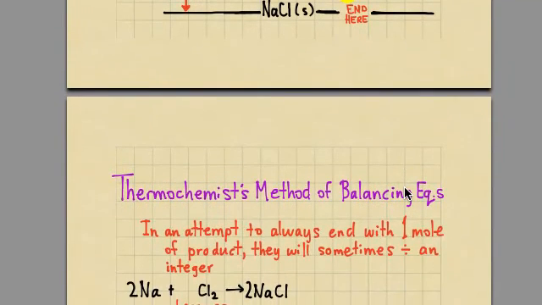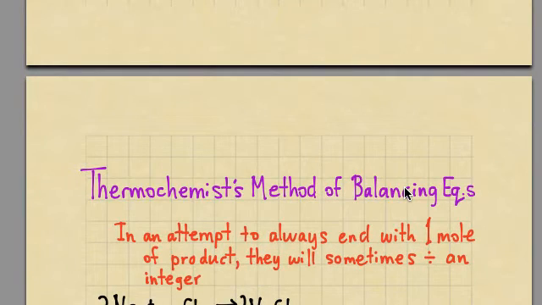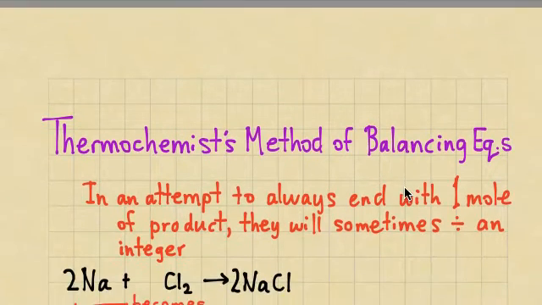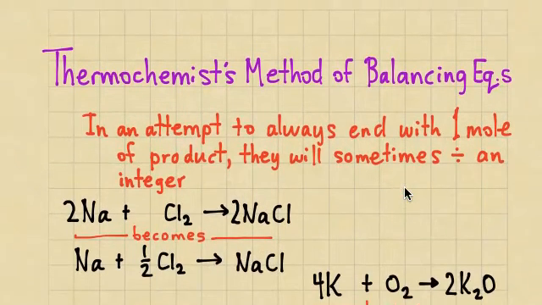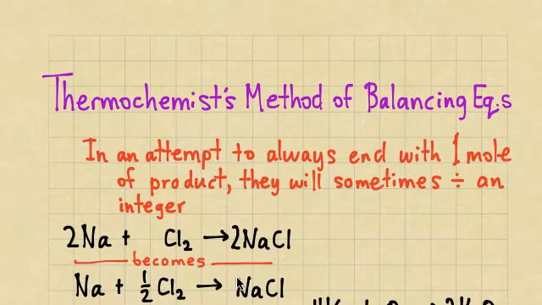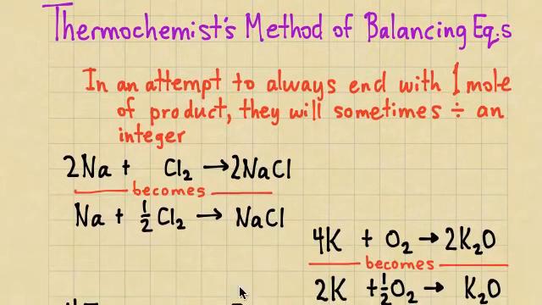By the way, let me show you a couple of examples of how thermochemists use fractions to balance equations. It's, I suppose, in an effort to only have 1 mole of a product. So usually I balance the equation like this, but if I divide this by 2, divide this by 2, divide this by 2, I get this. That gives me only 1 mole of sodium chloride, which allows me to speak of the energy change associated with forming 1 mole of formula units of sodium chloride. Similarly, I balance an equation like this, but if I divide it by 2, divide it by 2, divide it by 2, I get 1 mole of potassium oxide.